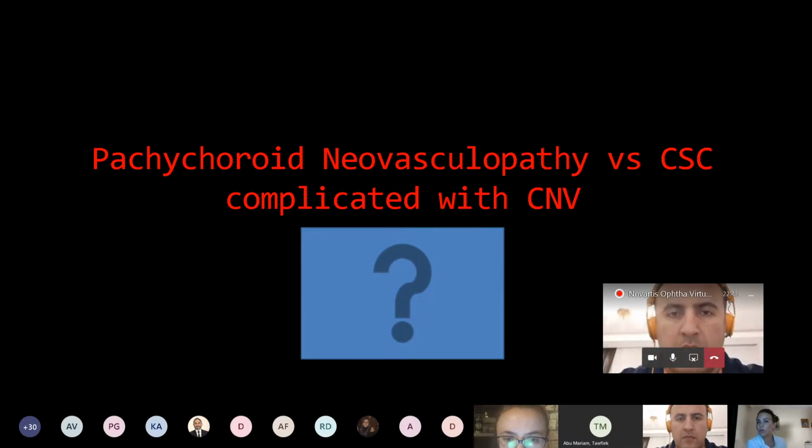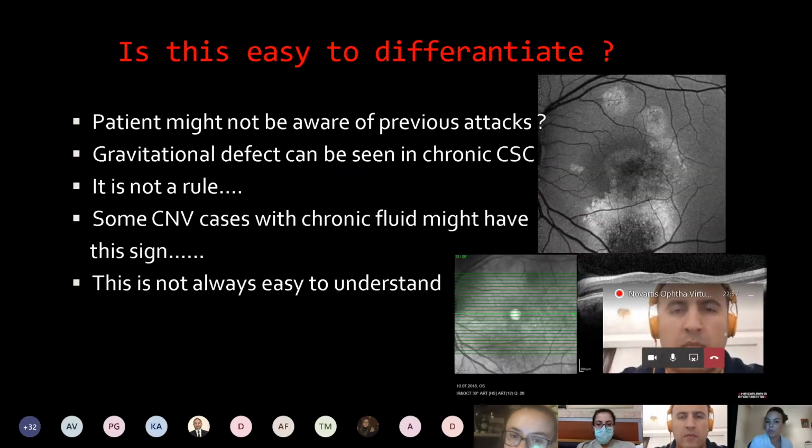But as we all know, from the first definition by Bailey and group, they defined pachychoroid neovasculopathy if the patient doesn't have any previous attack, any previous fluid from central serous chorioretinopathy. But is it possible to differentiate all the time? I don't believe that, because patients might not be aware of previous attacks. Some of them just came to your hospital for the first time and explain their symptoms, and when we ask about the previous history of the disease, usually they say none. It was the first time.